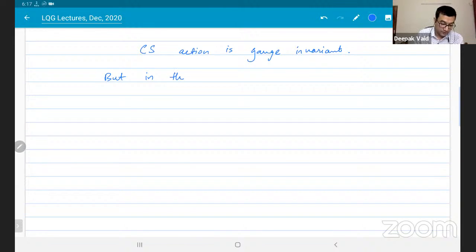So, but in the quantum theory, what we would do is, okay, we would for instance write down the partition functional, right?